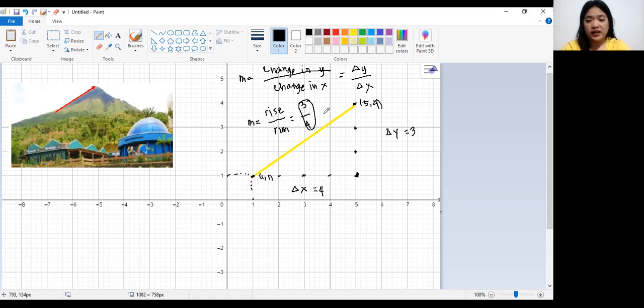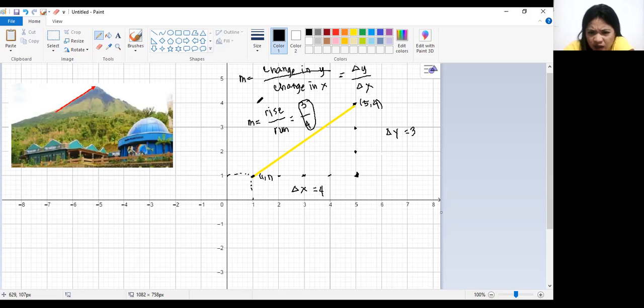So, anong application niya? So, for example, may friends kayo and adventurer kayo. So, you want to identify alin sa Pilipinas ang may pinaka-steep na mountain that you can climb with your friends. Mountain climbing. So, you can use slope of a line. Di ba? Okay. So, you can identify alin yung pinaka-steep na mountain by identifying the slope of the mountain.